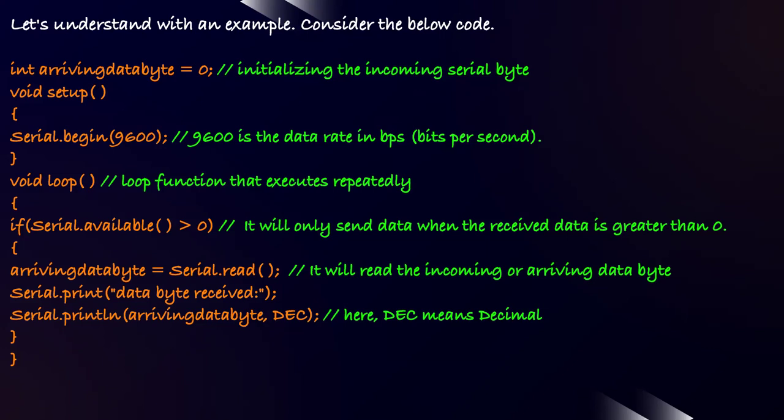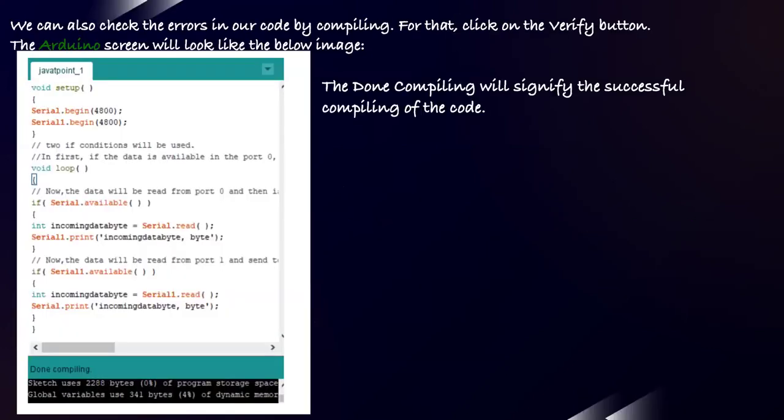Can you see we have included our whole session in this code? That is Serial.print and Serial.println, and also Serial.available. Our whole session is concluded in this code over here. We can also check the errors in our code by compiling. What we need to do for that is click on the verify button. This is how it needs to be done. The Arduino screen will look like the image below. This is the importance of images, dear students. This is why I have attached so many screenshots of the real-time Arduino IDE.